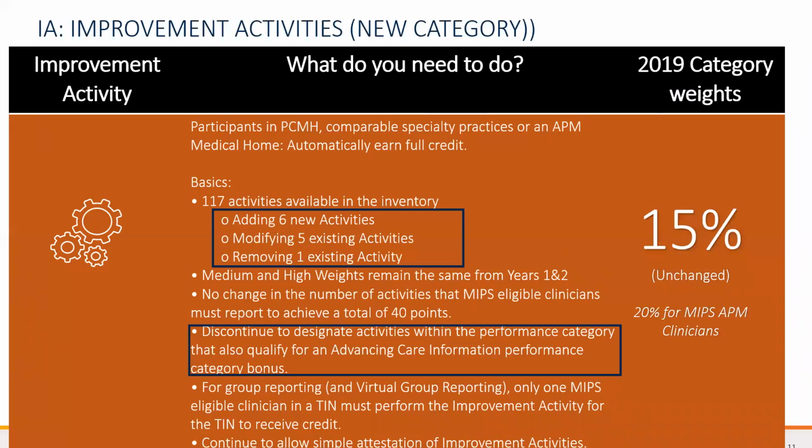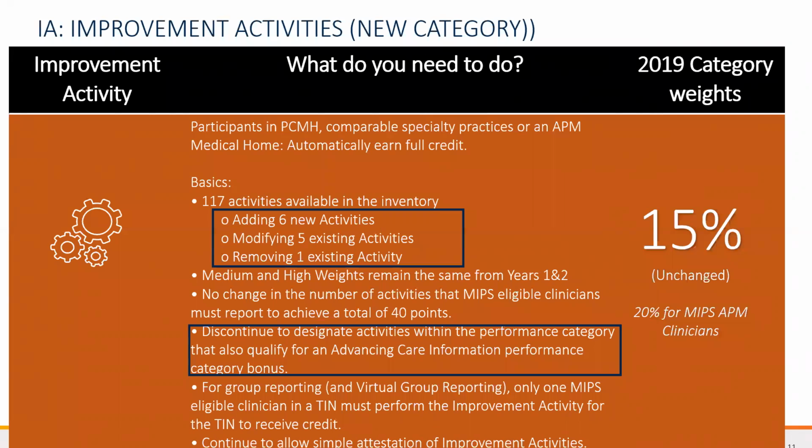Okay, so improvement activities. Some relatively big changes here as well. The points have remained. It's still 15% of your total score, unless you're a MIPS APM clinician, and it's 20%. If you participate in a PCMH, or comparable specialty practices, or an APM medical home, you automatically earn full credit. So big message there. There are currently 117 activities available in the inventory. They added 6 new ones, they modified 5, and they removed 1. Medium and high weights remain the same from years 1 and 2. No change in the number of activities that MIPS eligible clinicians must report to achieve a total of 40 points.